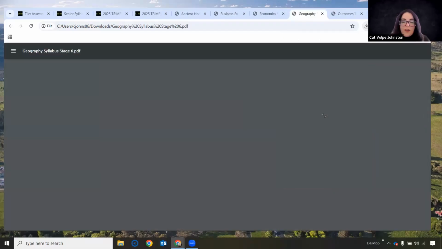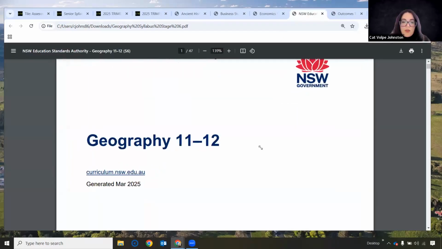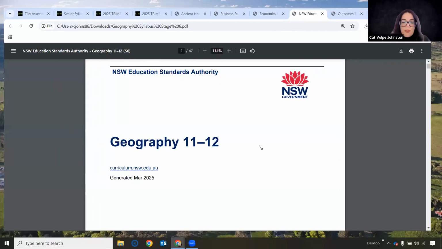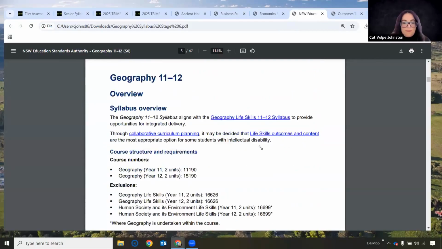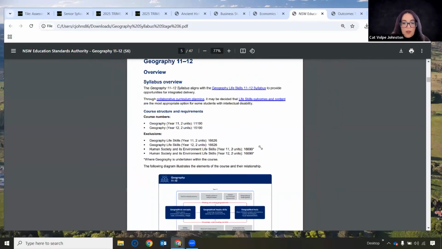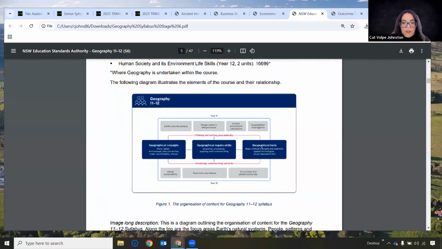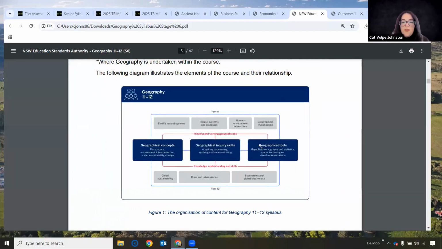which is Geography. So this one is the new one. Okay, so this is going to look a little bit different. In year 11, we've got Earth's Natural Systems, People, Patterns and Processes, Human-Environment Interactions, Geographical Investigation. I would say don't do the geographical investigation. You just want to do one of these 3 units in year 11. Global Sustainability, Rural and Urban Places, Ecosystems and Global Biodiversity.